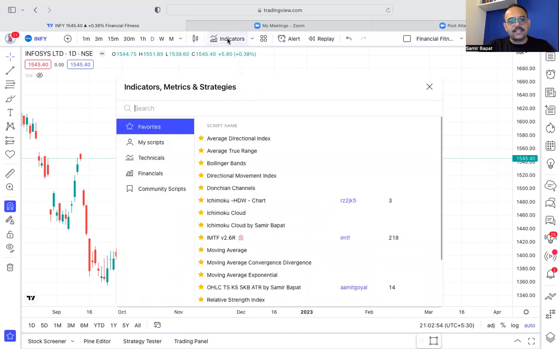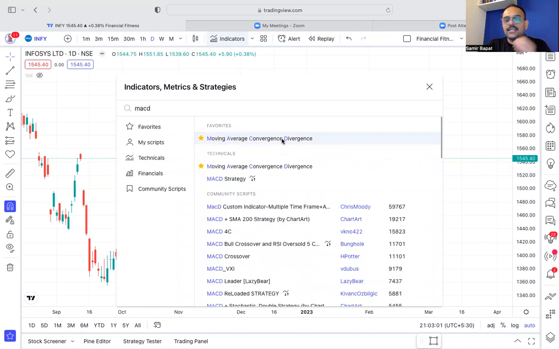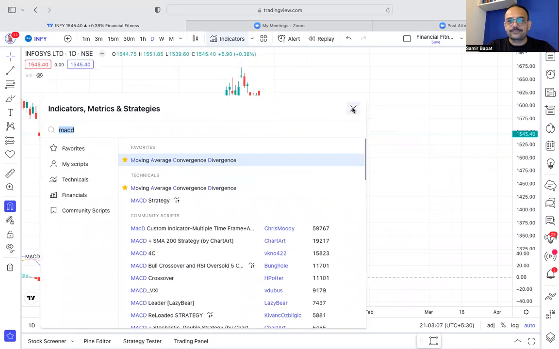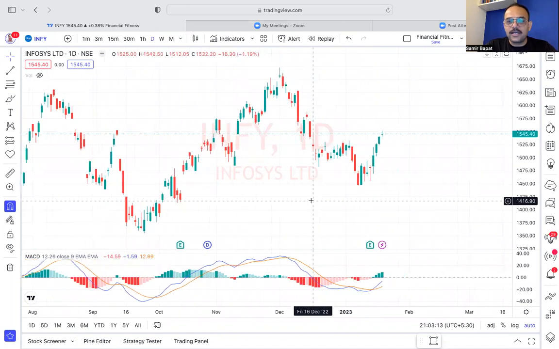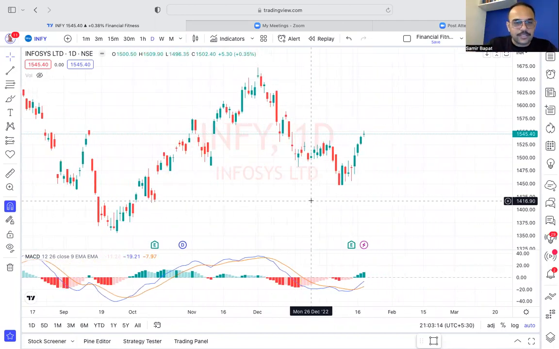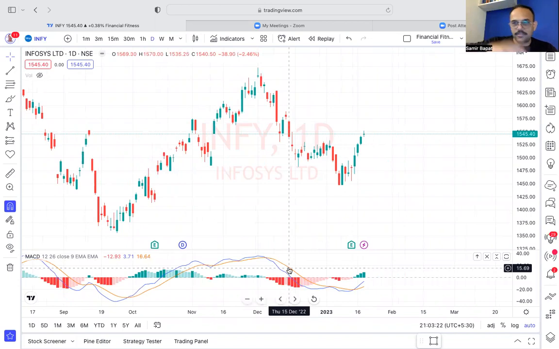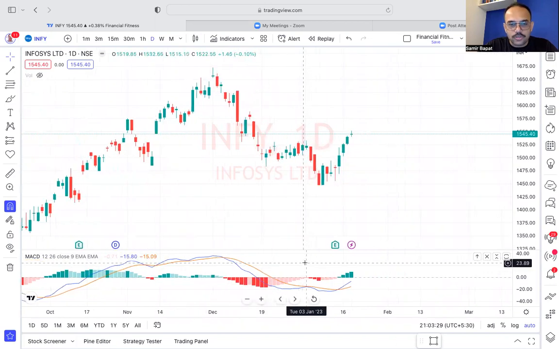The indicator is MACD. You have to type MACD, and you have this MACD indicator. You click on the MACD indicator. Here is the MACD indicator. Whatever the default setting is, let the setting be. Don't change any settings. This is the histogram and these are the averages which cross over. We are going to use the histogram, these bars which are below.